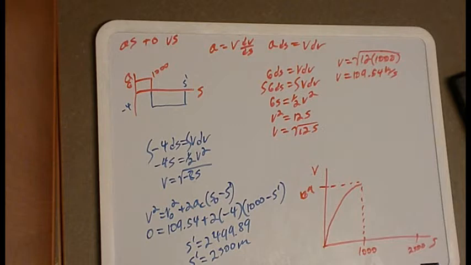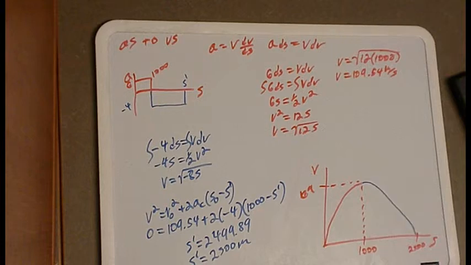Then we're going to drop down at a rate of V is equal to the square root of -8s, the second equation we found, and that curve is going to look something like this, and we're going to drop down to a velocity of 0 again at our 2,500 meter mark. This is how you take acceleration in terms of distance to velocity in terms of distance and make a graph.